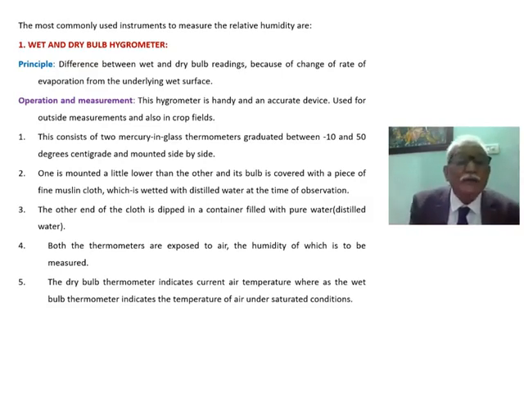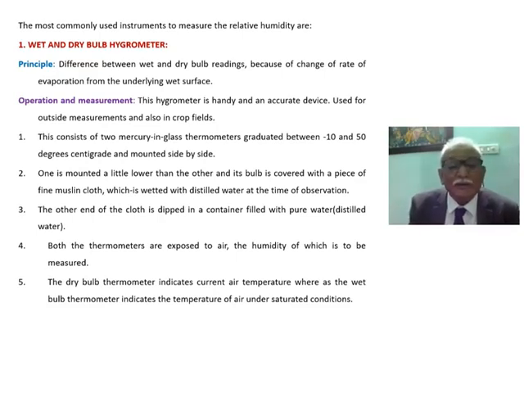This consists of two mercury glass thermometers graduated between minus 10 to 50 degrees centigrade, mounted side by side. These two, dry and wet bulb, are mounted side by side. One is mounted a little lower than the other and its bulb is covered with a piece of very fine muslin cloth, which is wetted with distilled water at the time of observation. At every observation, we put some distilled water on that muslin cloth so that it gets wet. The other end of the cloth is dipped in a container filled with pure distilled water.